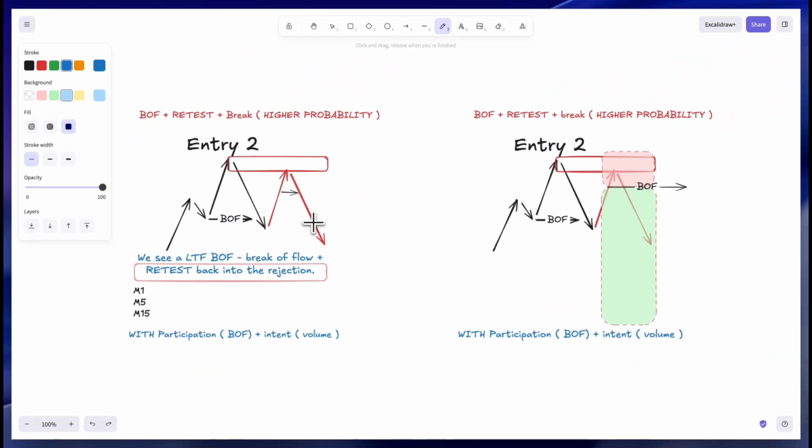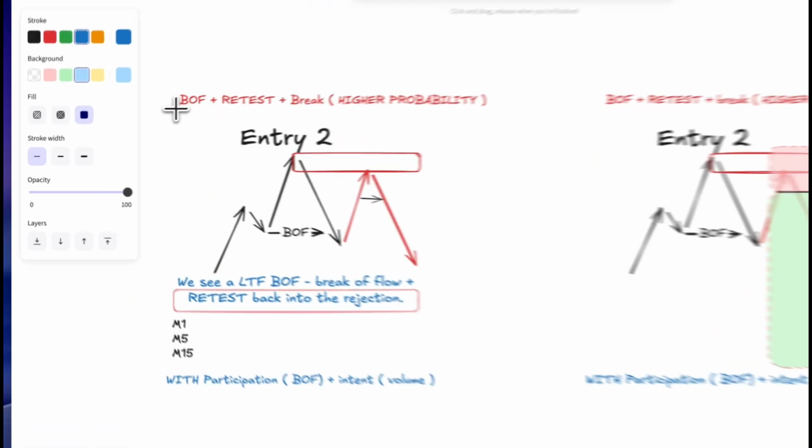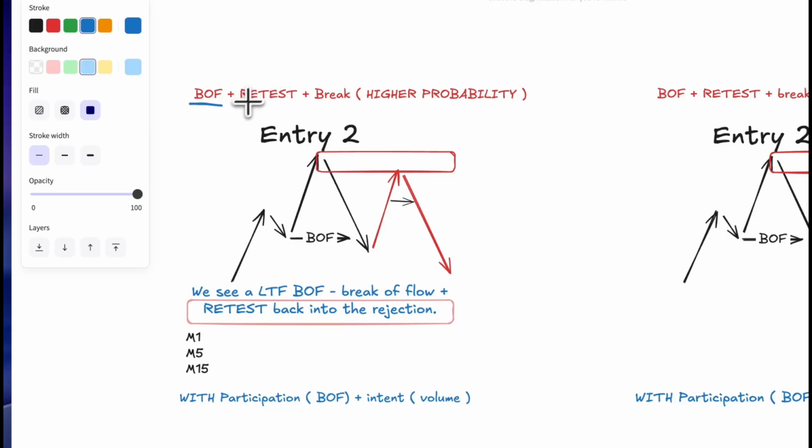All right. Now on to entry 2, which is the one that I prefer to take because I have more confidence in it, because I know that in order for this to form on the charts, institutional order flow will have to take part from my high priority zones, as I previously mentioned. So what this is, you're looking for a break of flow like entry 1, but this time you're waiting for the retest and a break on a sub time frame.